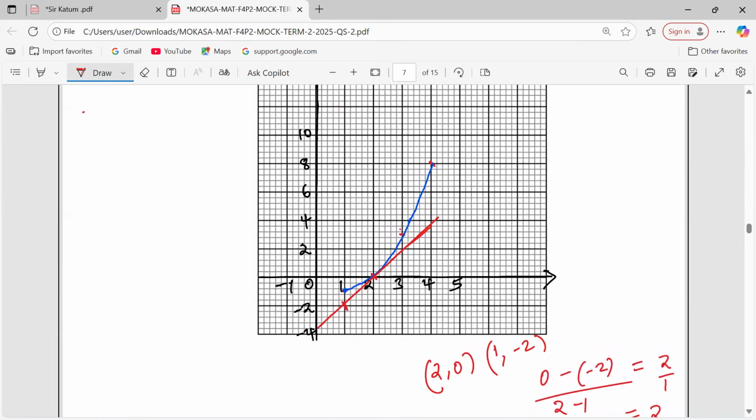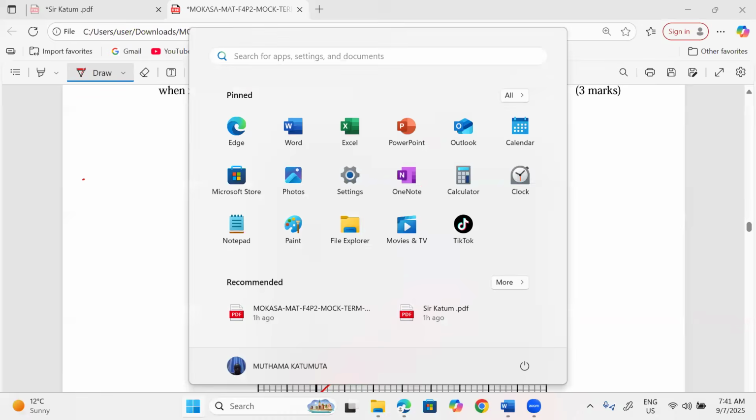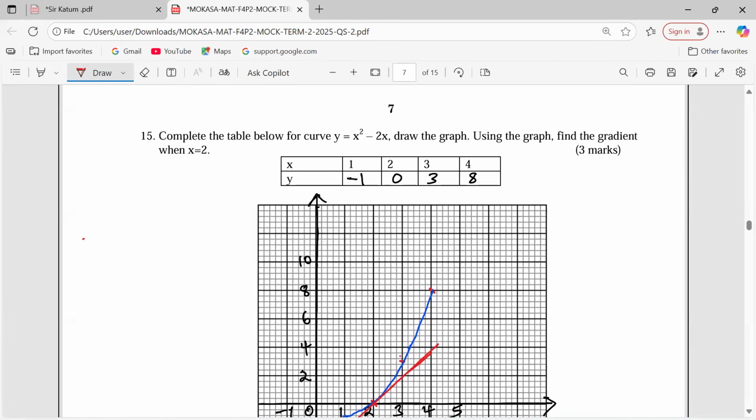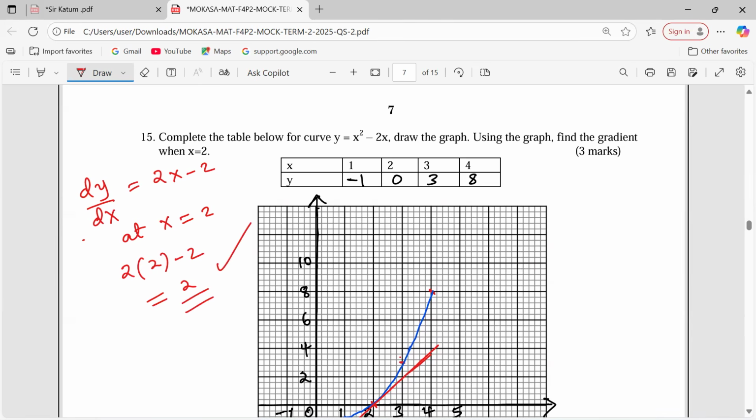Okay, because this is from a graph, we can only estimate the values. Can we compare it with the gradient by calculation? Gradient by calculation shall be the gradient function dy/dx. According to the function, this becomes 2x minus 2. So now, at x equals 2, what are we going to get as the gradient? This will be 2 into 2 minus 2. When we take 4 minus 2, we get 2. So by calculation, it is 2.